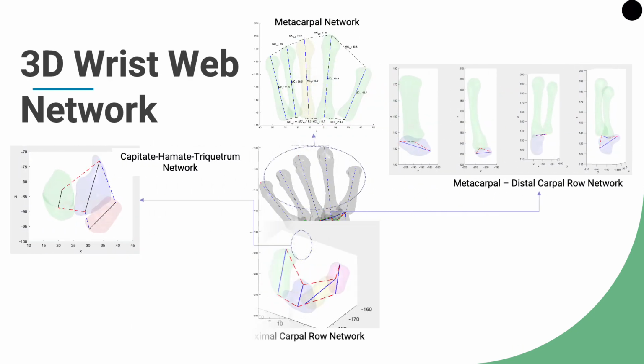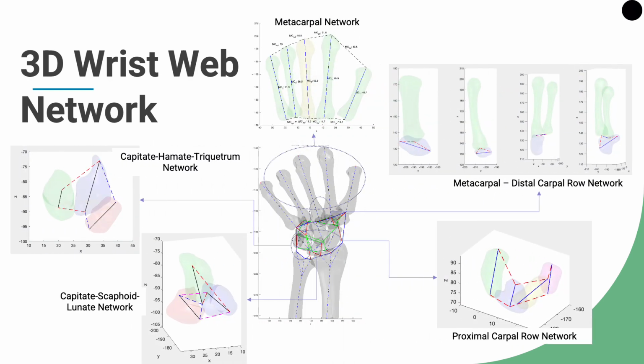So the example previously given is just one part of the whole wrist structure, as we can expand the algorithm to the rest of the bones and network. So examples here are the capitate, hamate, and triquetrum network, the metacarpal network, the carpal metacarpal network, as well as the proximal carpal row network.